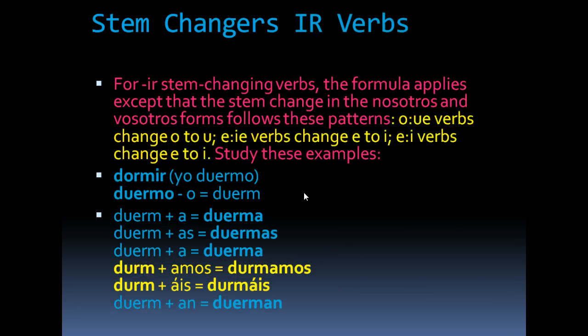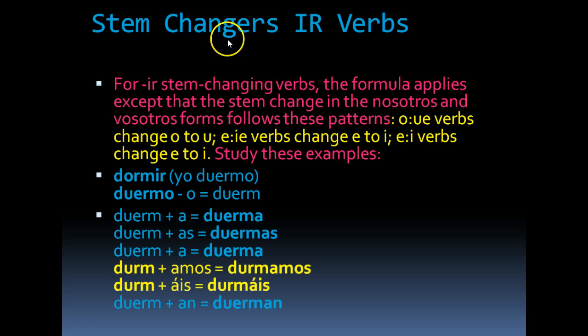Stem changers, IR verbs. For the IR stem changing verbs, the formula applies, except that the stem change in the nosotros and the vosotros forms follows these patterns. A little bit of a change up here. In the O to UE verbs, it goes O to U. I'm going to show you examples. The E to IE, it goes E to I. And the E to I verbs also do E to I. Let's look. You'll see what I'm talking about.